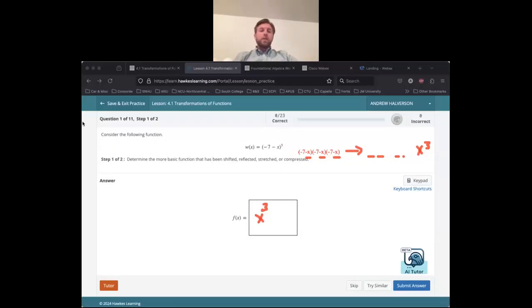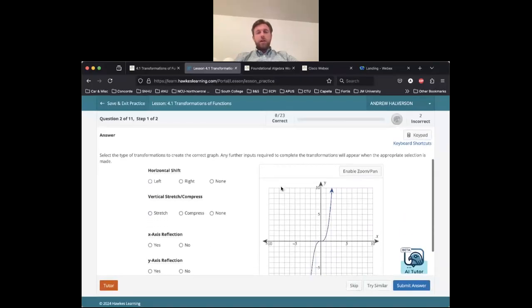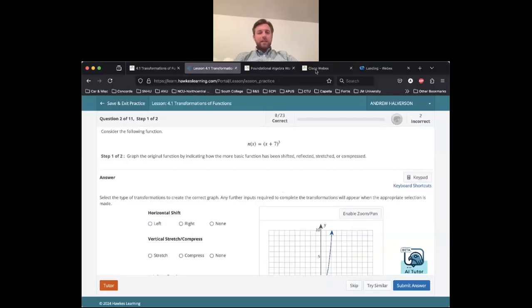So let's do another one just to show you what they're looking at. Okay, so here's another one. It says graph the original function based upon whether it's shifted, reflected, stretched, or compressed.